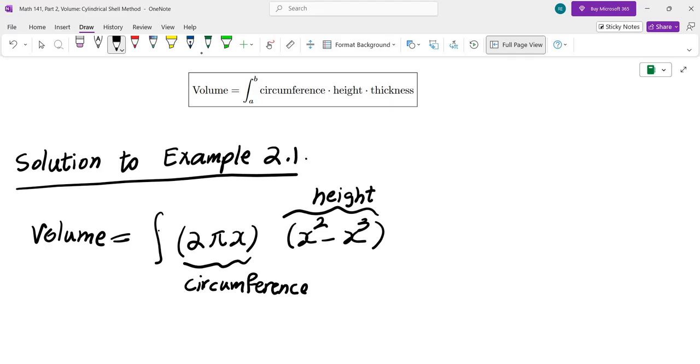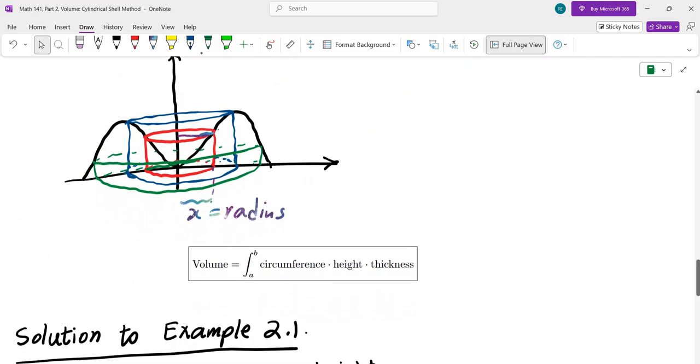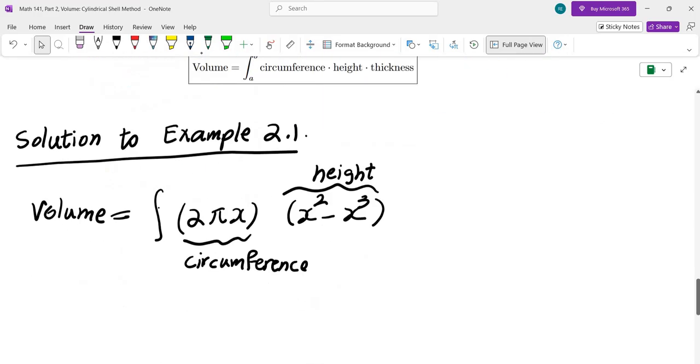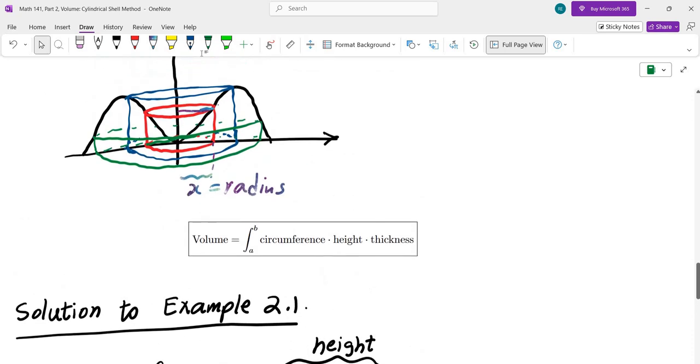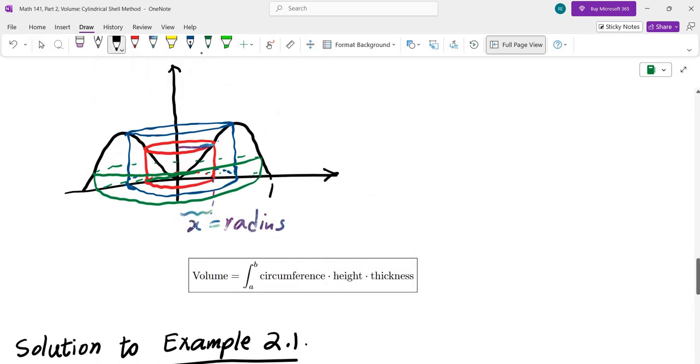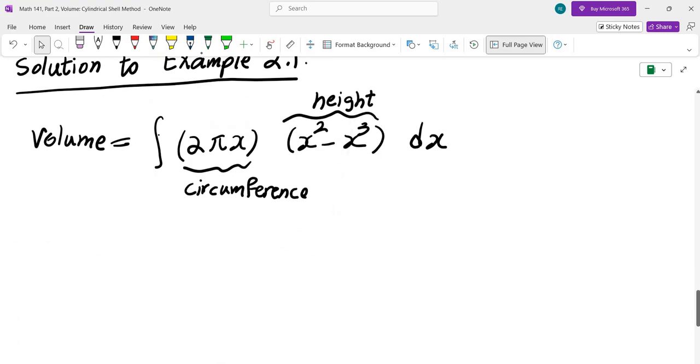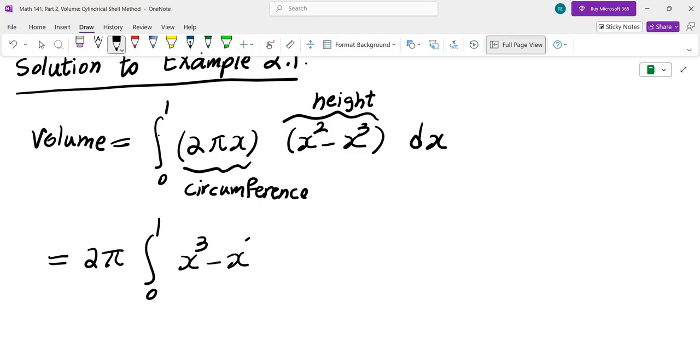And then we have thickness. So what is the thickness here? The thickness is delta x. So it would be dx. And then the range for x, which we know goes from 0 to 1 because we are rotating the portion between x equals 0 and x equals 1. And this is an easy integration. So we're going to factor 2 pi. It is a constant. We get integral from 0 to 1. We are going to distribute x. We get x cubed minus x to the fourth dx.